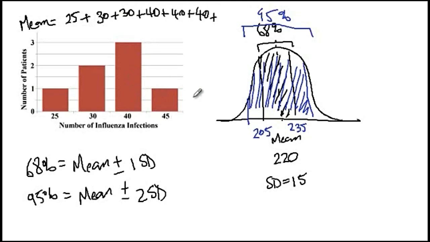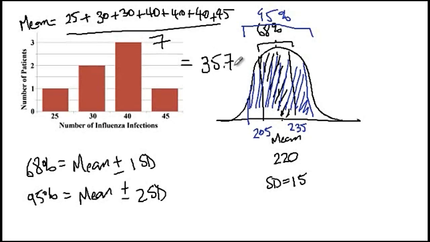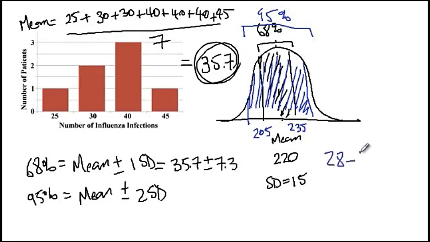And then one last one that had 45, and then divide this whole number by 1, 2, 3, 4, 5, 6, 7. So the sample size is 7, and once we calculate that, 35.7 would be our mean. So let's plug these values in. 35.7 plus and minus 7.3 would give us approximately 28 to 43.